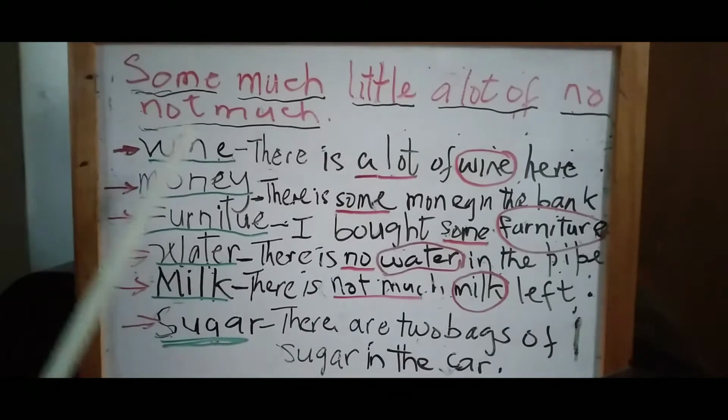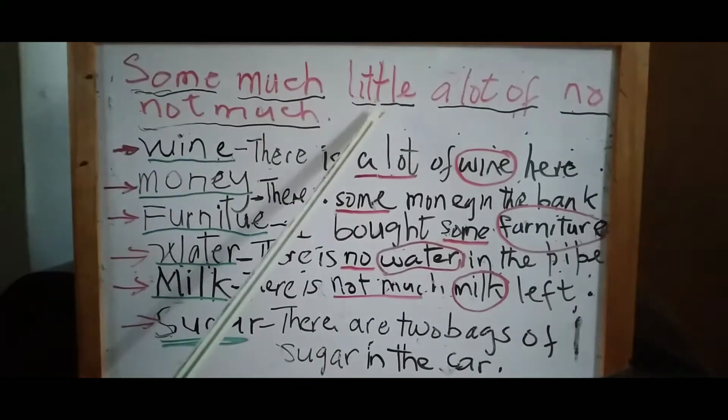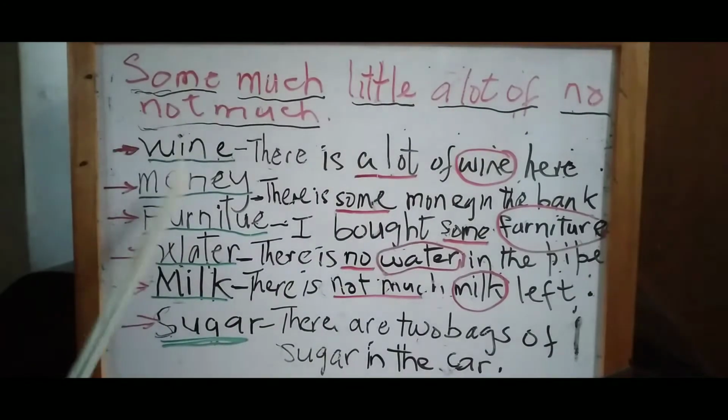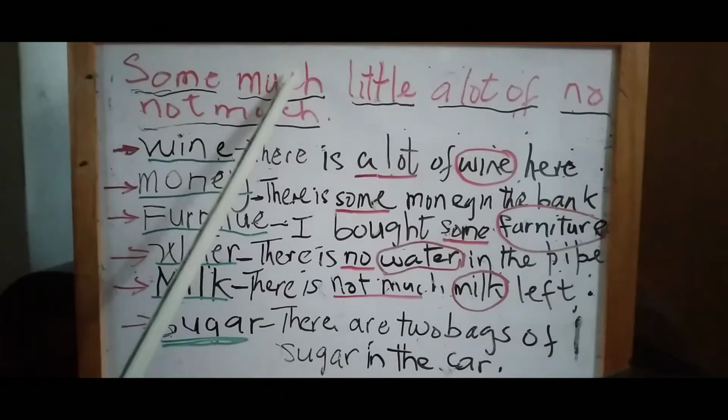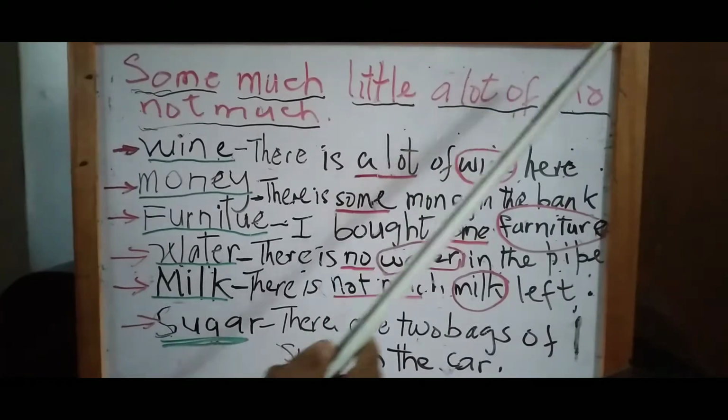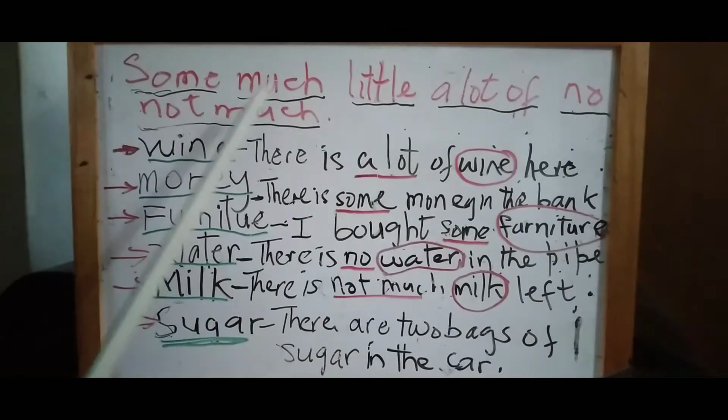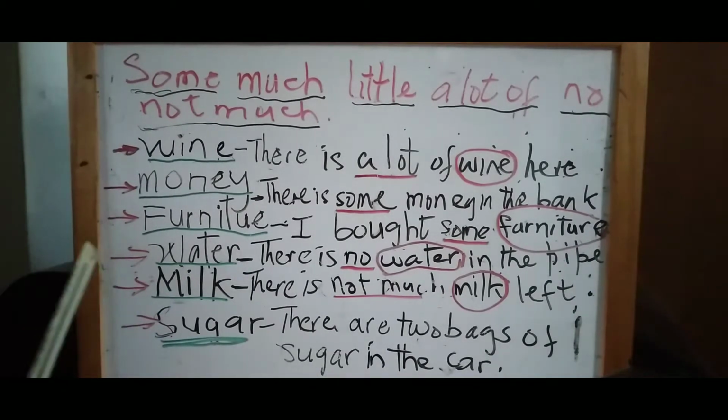Now these up here are some words that we can use to express quantity in terms of uncountable nouns. We can use some, much, little, a lot, a lot of, no, and not much. We can use those instead of using an or a number. These are words that you can use to express the quantity or the amount when you're talking about uncountable nouns, because uncountable nouns means that you can't count it. You can't count wine. It's an uncountable noun.